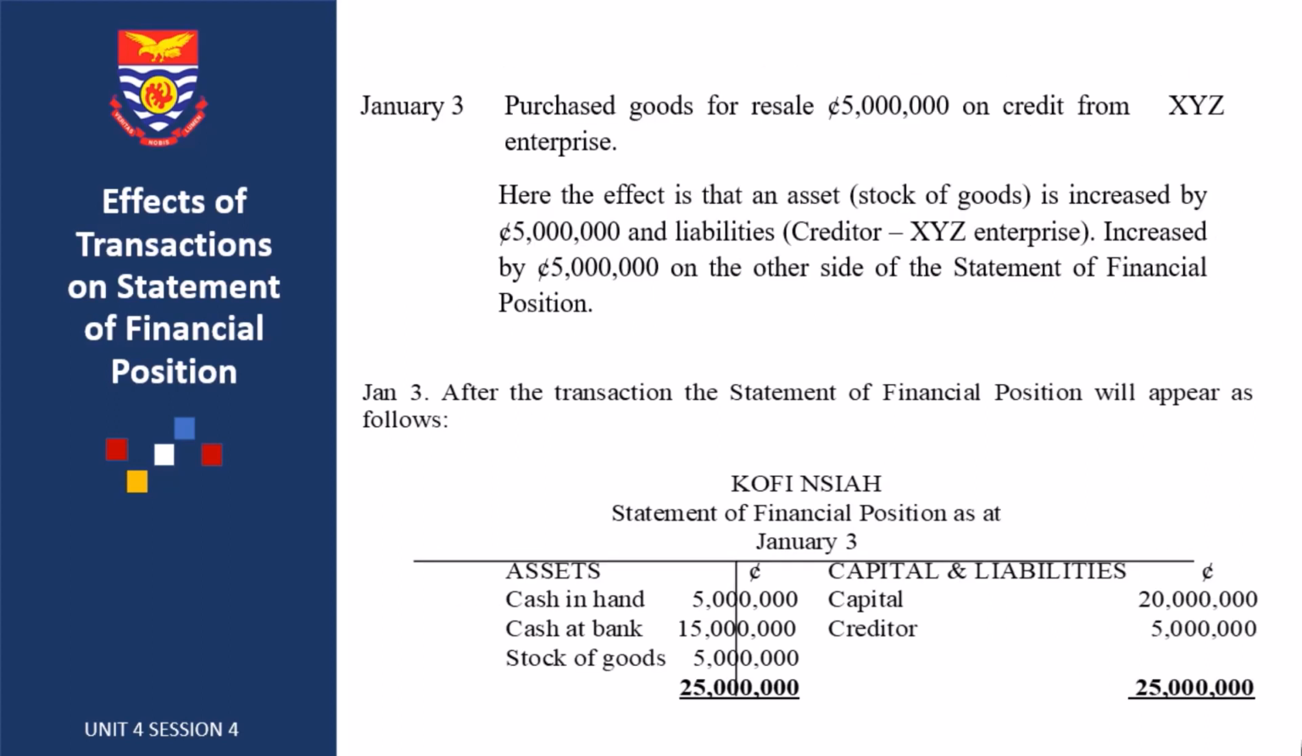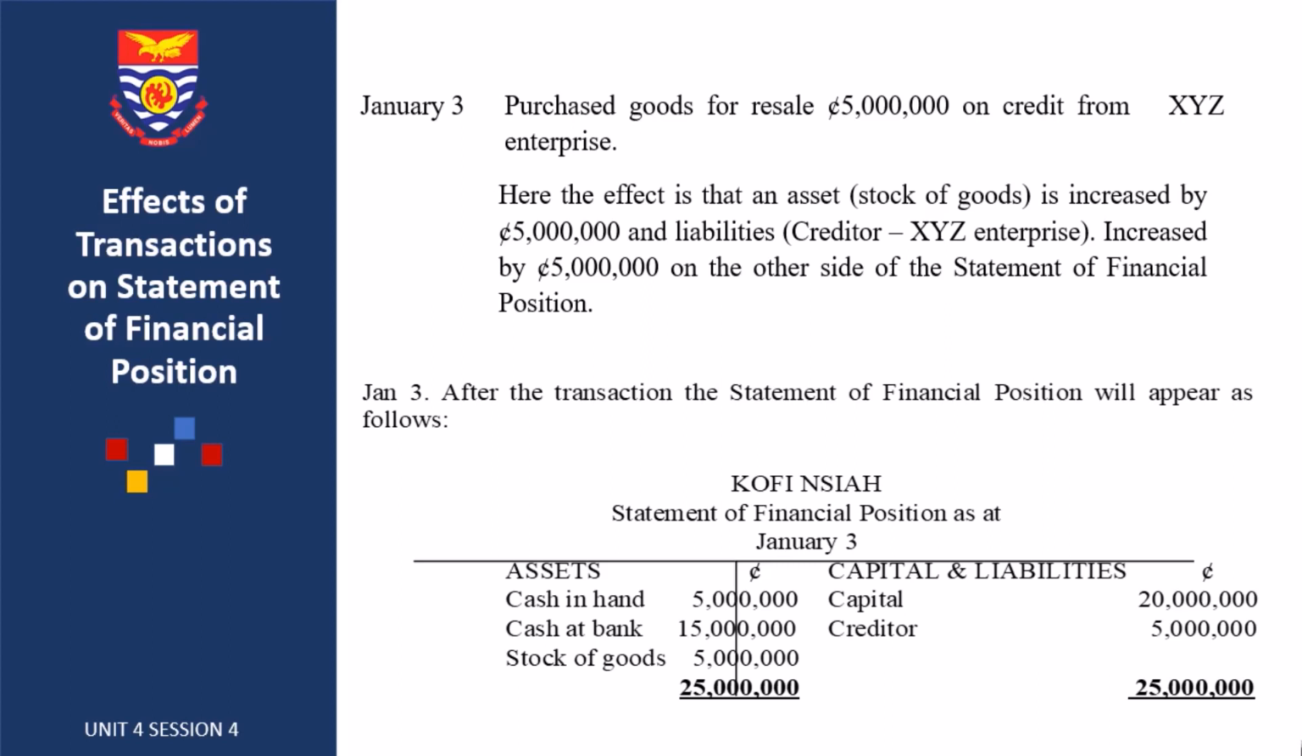January 3, purchase goods for resale, 5 million Ghana cedis, on credit from XYZ Enterprise. Here the effect is that an asset, stock of goods or inventory, is increased by 5 million Ghana cedis, and liabilities, creditor, that is XYZ Enterprise, increased by 5 million Ghana cedis on the other side of the statement of financial position. After the transaction, the statement of financial position will appear as follows.